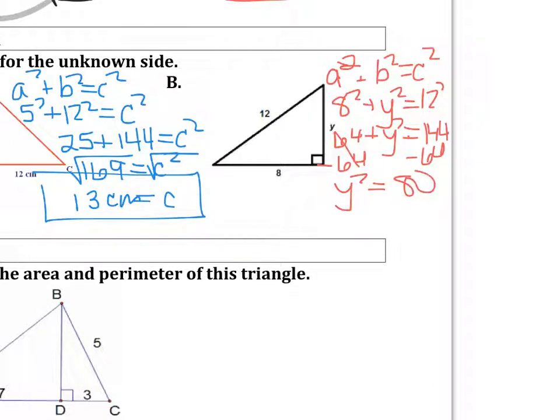So again, in order to find that missing side, I'm going to have to take the square root of both sides. And when I take the square root of 80 to the nearest tenth, I would get 8.9 units.